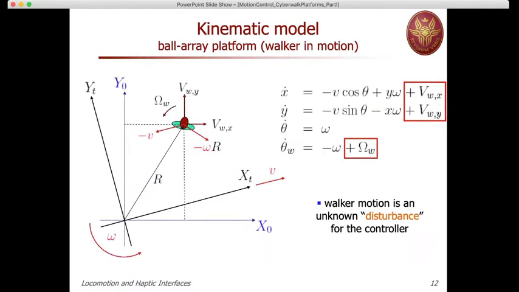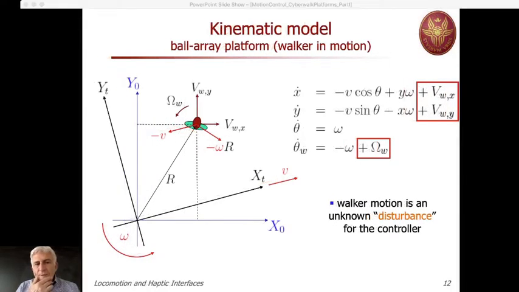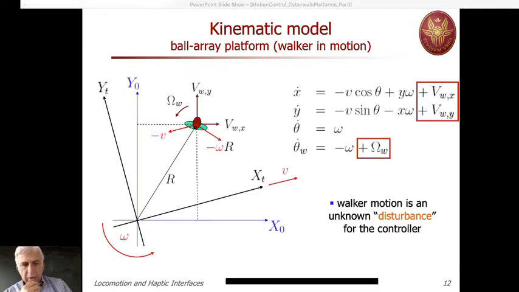So next step is, in fact, the situation where the walker is in motion. Luckily enough, we can work, in this case, by a principle of superposition. So whatever we will do with the two commands v and omega, moving the position of the walker and changing his orientation, and accordingly changing also the orientation of the treadmill, which is below, any intentional motion of the user will be added.